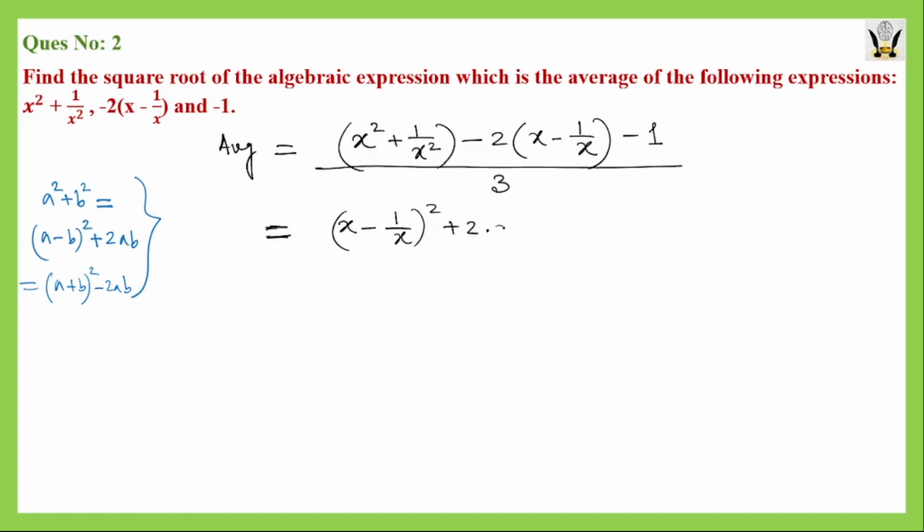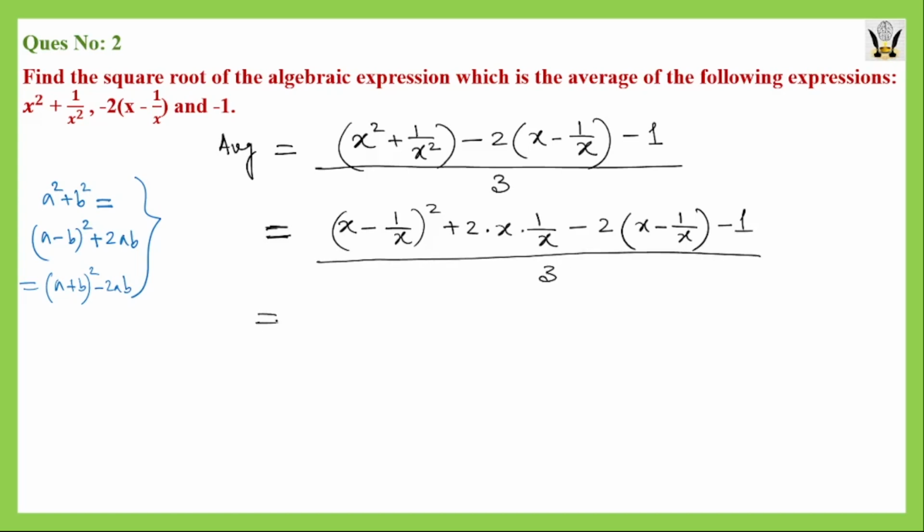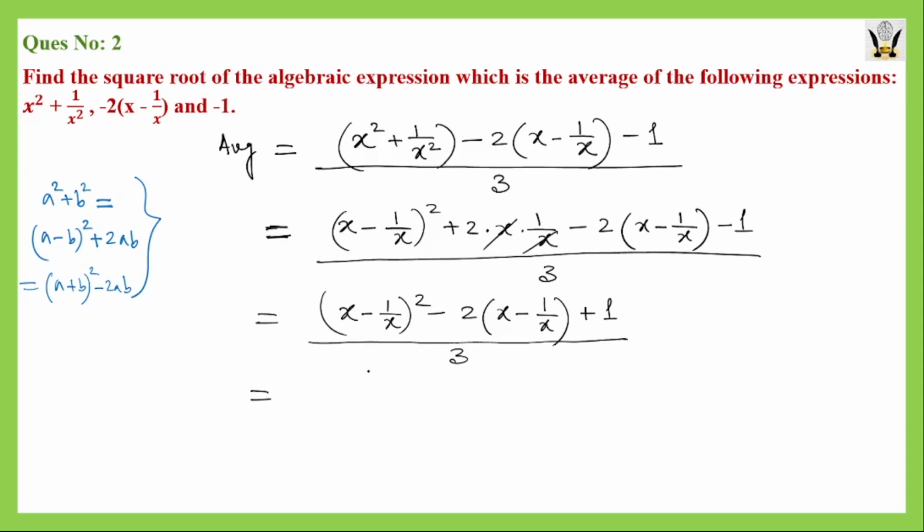So 2x and 1 by x, and we have minus 2x minus 1 by x, and then minus 1, and the whole divided by 3. So this can be further written in this form: a square minus 2ab plus b square. Here a itself is x minus 1 by x, and this will be minus 2a, and b means here we can write 1, and b square means it will be 1 square.